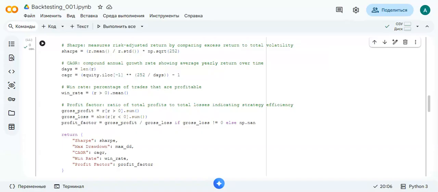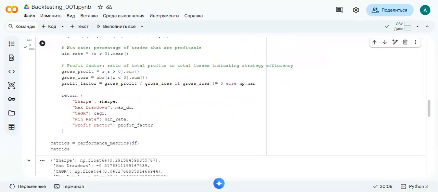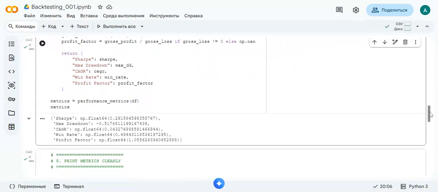And of course, the win rate. First one is the percentage of trades that are profitable. So meaning that we just want to calculate to what extent our strategy is winning or losing, right? And the profit factor, last but not least, is a ratio of total profits to total losses, indicating strategy efficiency. It measures strategy efficiency, meaning we consider our total profits divided by total losses. The higher, the better, of course, meaning that our strategy is efficient, right?